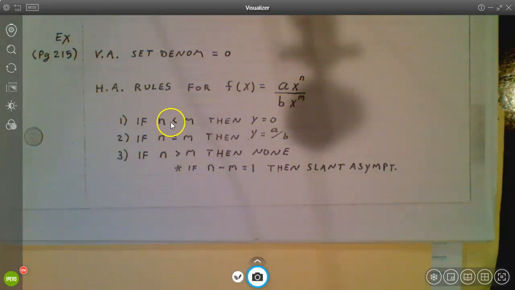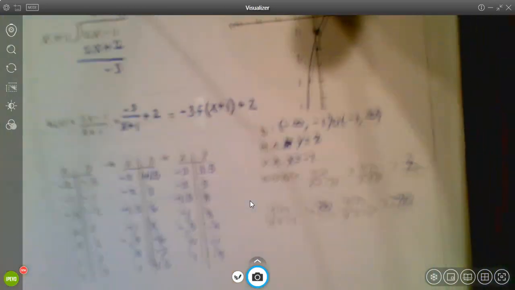When the top exponent is smaller than the bottom exponent, it's automatically at 0. When these are equal, we divide the coefficients. And if the top is greater, then there is none. However, here's the new one. Slant asymptote when n minus m is 1. In other words, when n is one value bigger than m, we get the slant asymptote.